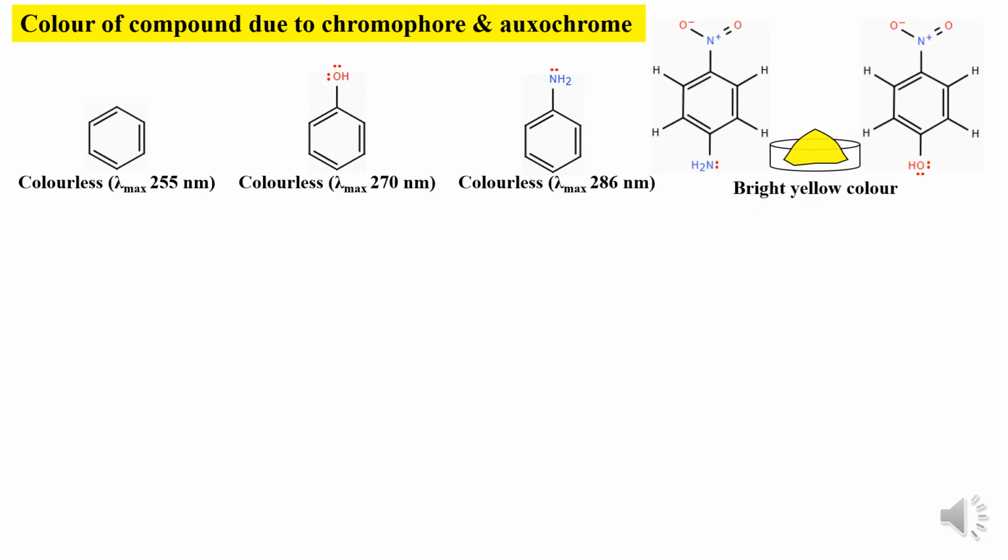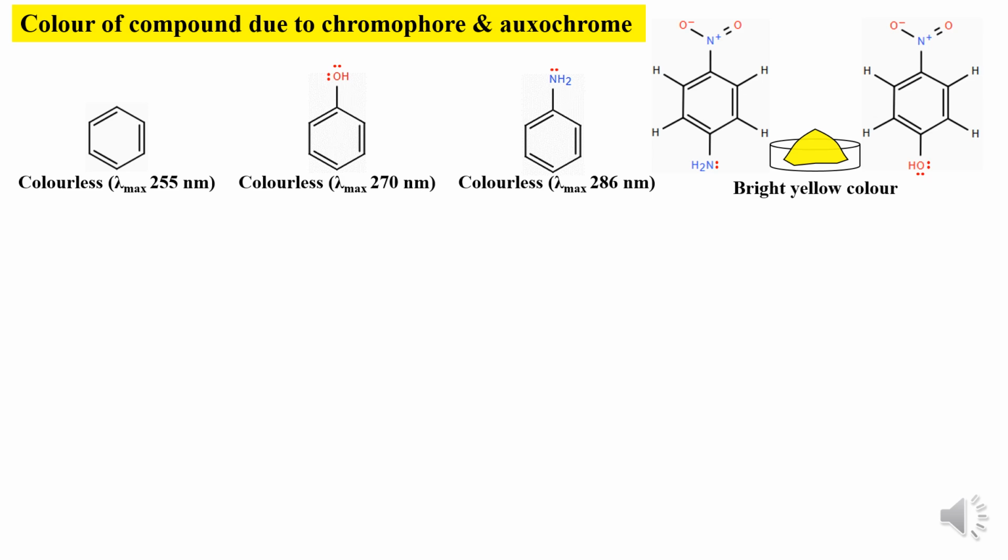But when you introduce a nitro group to the phenol and aniline at the para position, you can see that the compounds have become highly colored. So both para-nitroaniline and para-nitrophenol are bright yellow colored compounds.